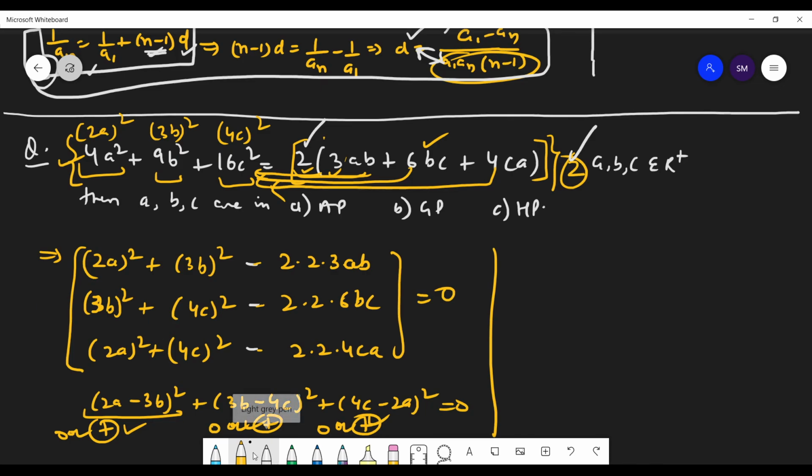Sir, 0. Of course I will take them as 0. So 0 plus 0 plus 0, all 3 of them are 0. Taking them positive, I will not get the result 0, right? So it means 2a minus 3b is equal to 0, and so this will give me 2a is equal to 3b. And similarly 3b is equal to 4c, and 4c is equal to 2.